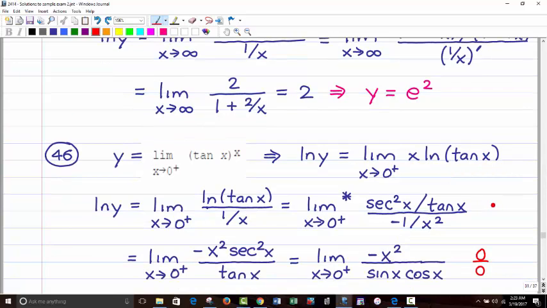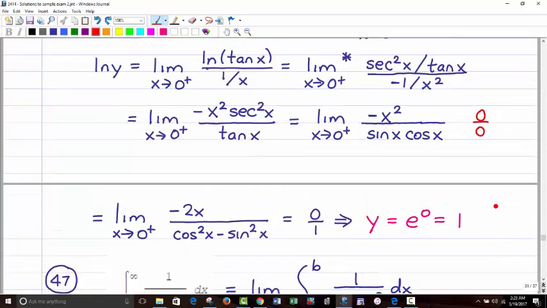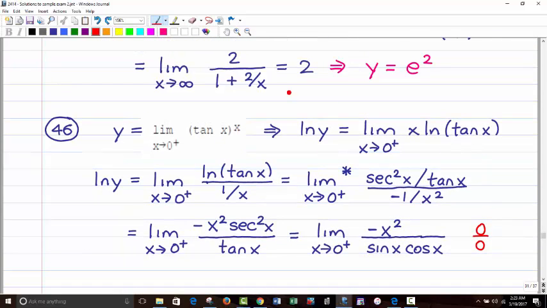And here's number 46. And we natural log it, bring the x down, drop the x to the bottom to make it 1 over x. So we take the derivative of natural log of tan of x will be du over u. So the derivative of tan of x is sec squared of x over tan of x over -1 over x squared.